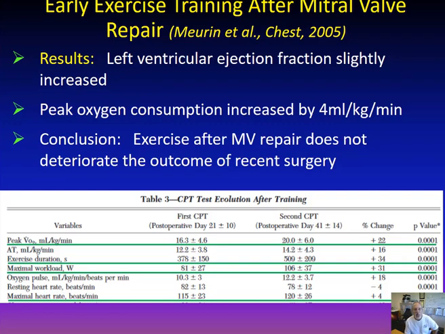They found that left ventricular ejection fraction slightly increased. VO2 increased by 4 mL per kg per minute. Really, that's measurement error. I mean, arguably 4 mL is nothing. But they went from 16 to 20, so that's a 25% increase if we don't think it's measurement error. Sorry, 22%. That's actually quite good in 3 weeks. So the conclusion is exercise after a mitral valve repair does not deteriorate the outcome of the recent surgery.